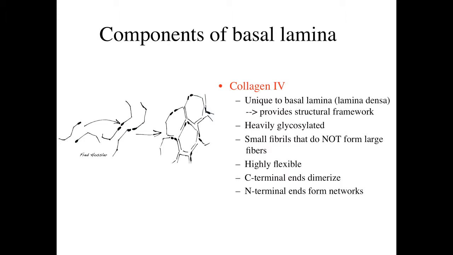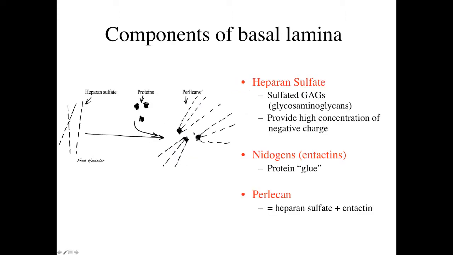Collagen type 4 provides the structural framework for the basal lamina. It is heavily glycosylated. Collagen 4 forms relatively small fibrils that do not form the large fibers that you studied in biochemistry. Collagen 4 is highly flexible. The C-terminal ends can dimerize, as suggested in this cartoon, and the N-terminal ends might form networks with each other.